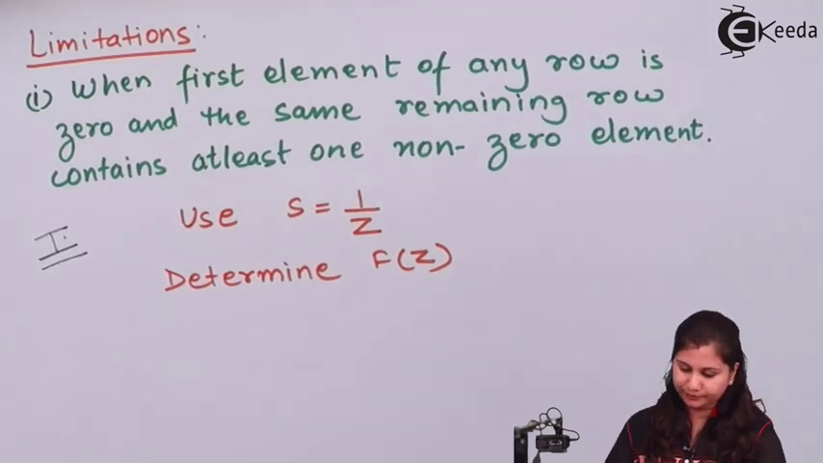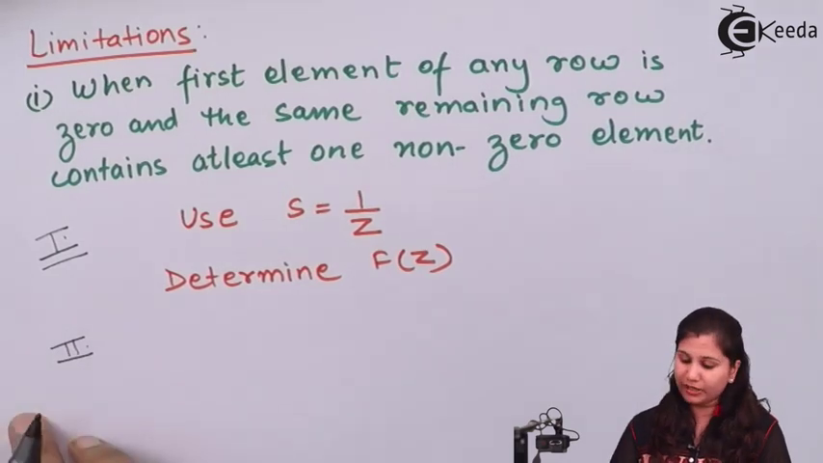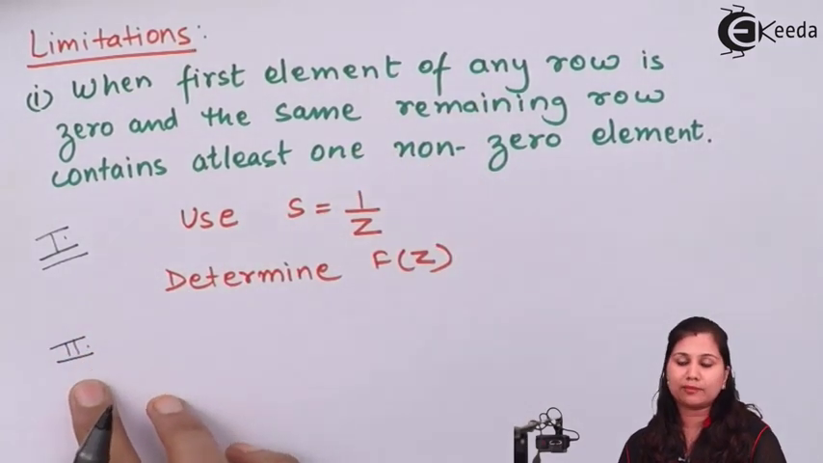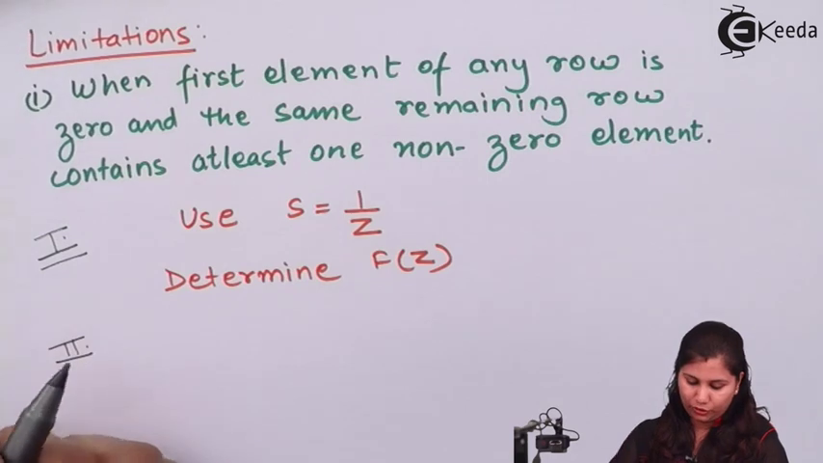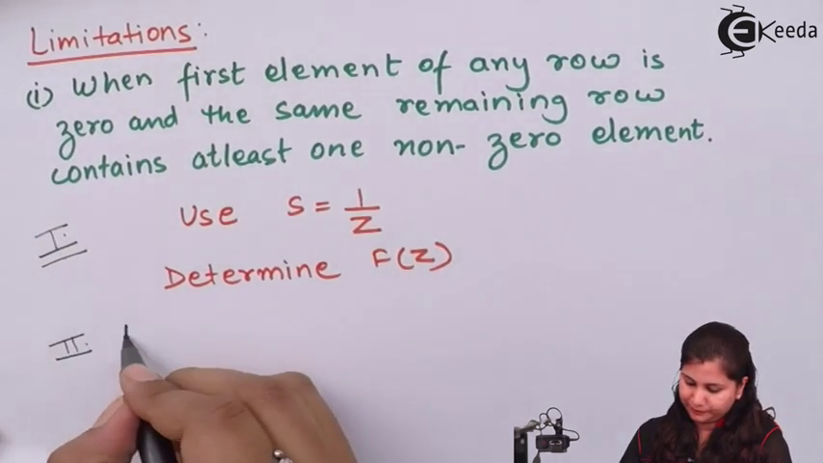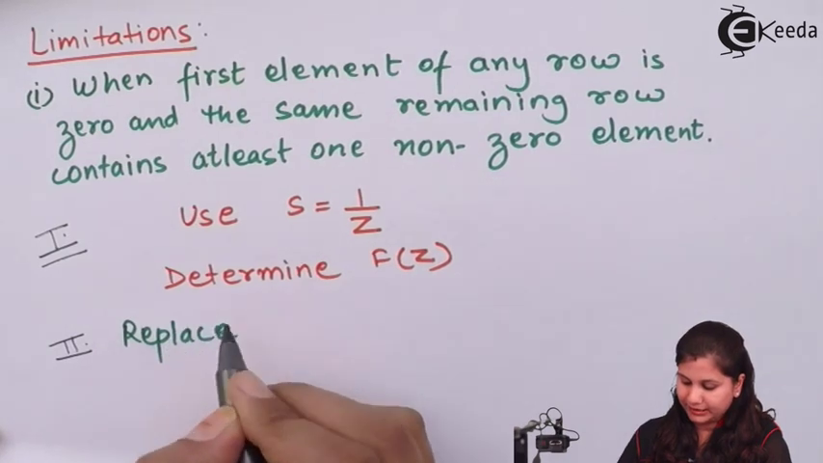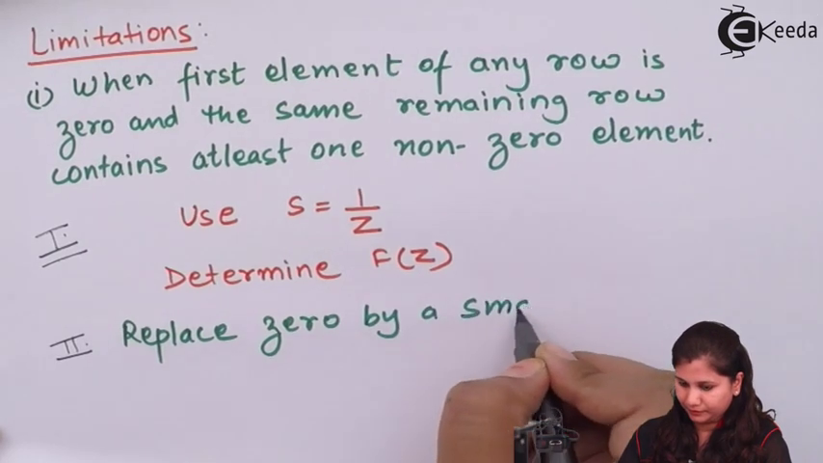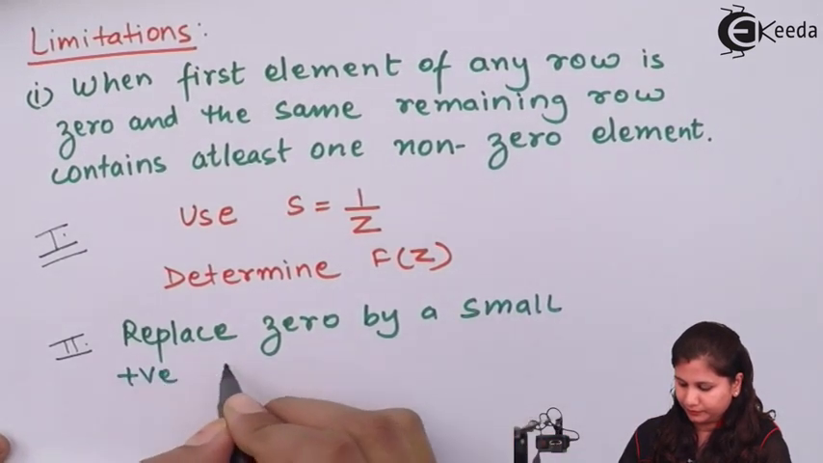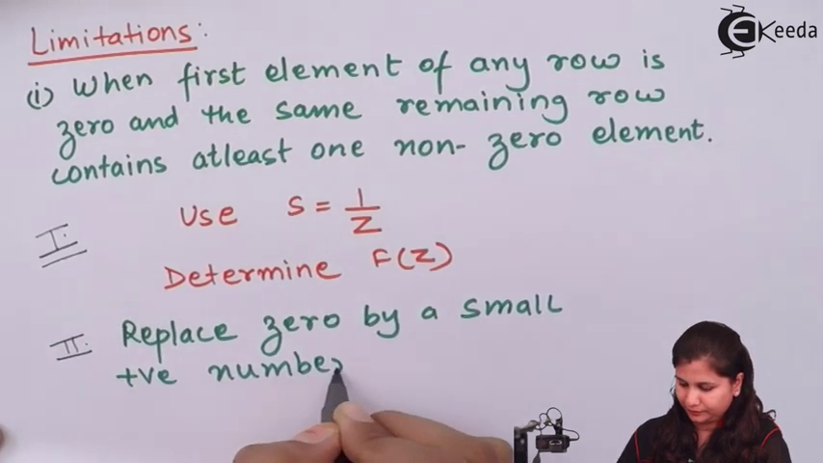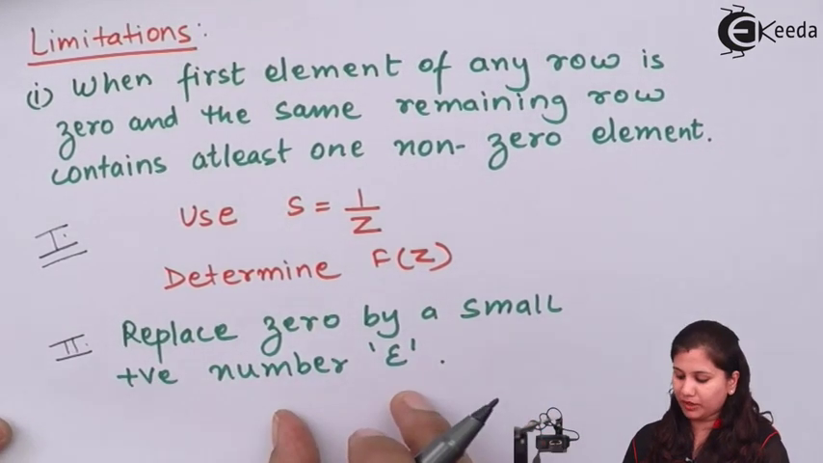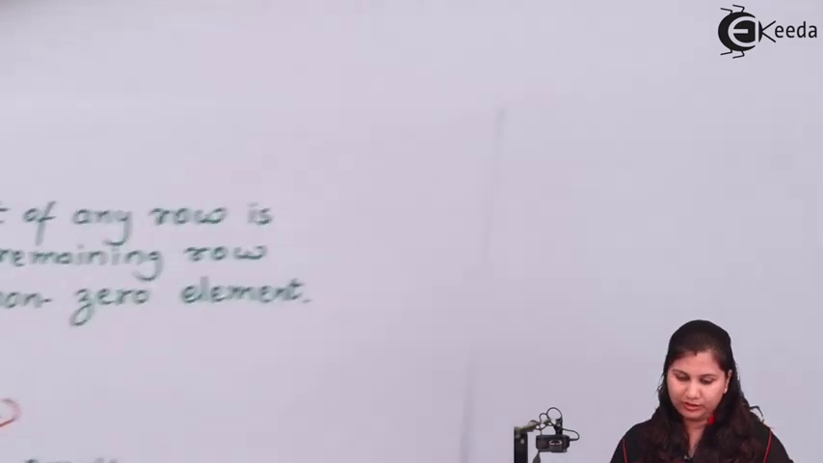Second method is, we have got 0 as the first element in the row. So that 0 will be replaced by a small number epsilon. Okay. So our second step will be replace 0. So 0 will be replaced by the small positive number epsilon and then we will complete the Routh array.